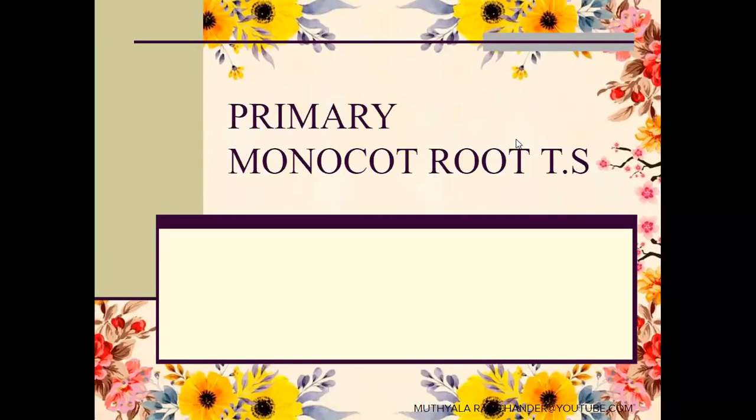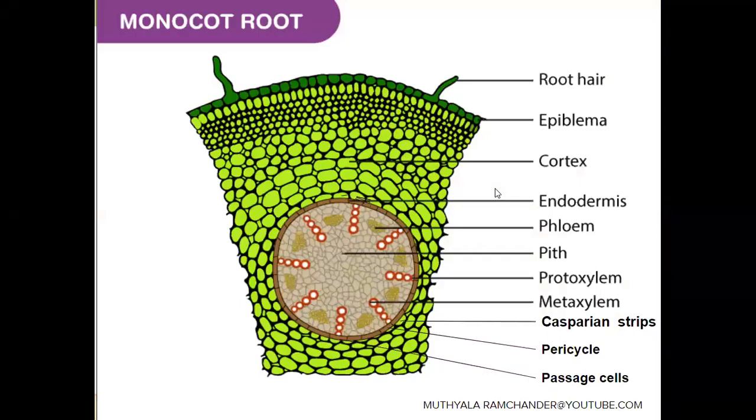Primary monocot root anatomy, or primary monocot root TS. Primary means before one year; the plant parts are called primary parts. Primary monocot root TS, or transverse section, shows this type of diagram. Monocot root TS shows mainly three major portions.